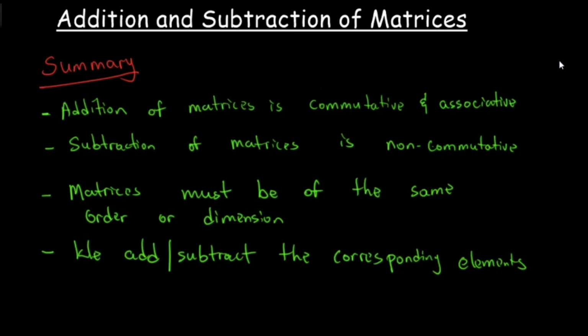So let's just summarize. Addition of matrices is commutative and also associative. Subtraction of matrices is non-commutative. Matrices must be of the same order or dimension in order for them to be added or subtracted, and we add or subtract the corresponding elements.